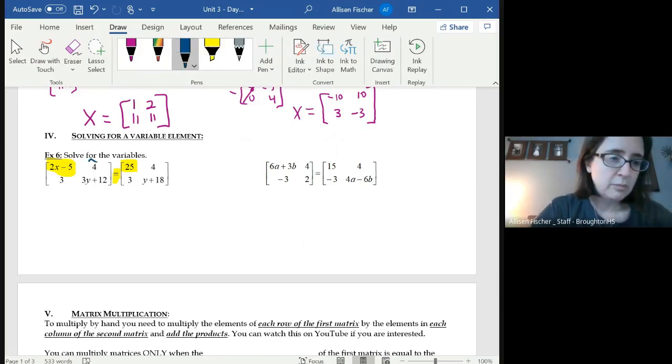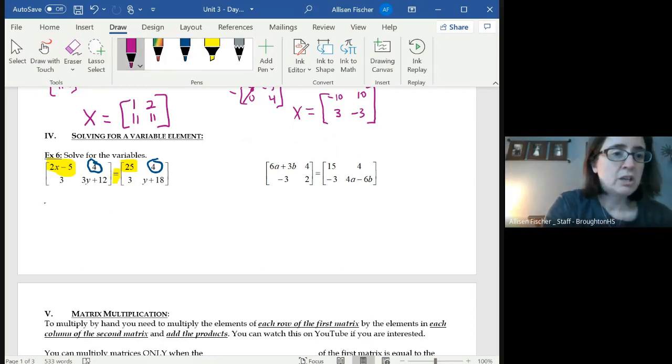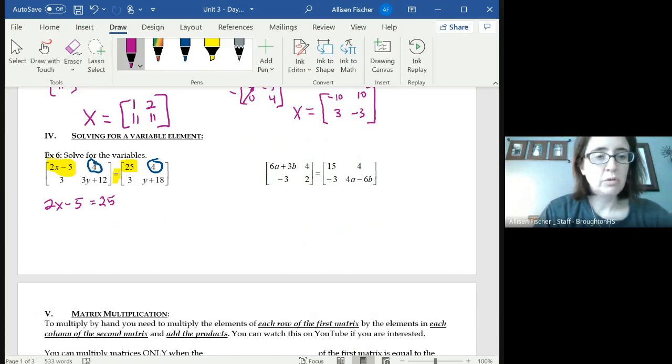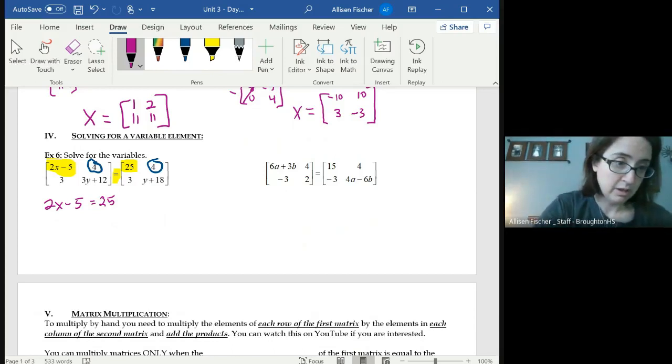Note, in the top right, you have a 4. In the top right, you have a 4. So every element in the matrix is equal to the corresponding element in the other matrix. So what I highlighted, 2x minus 5, has to equal 25. So what you end up with is just a pretty straightforward equation. From there, you just solve that and you get the variable that's part of the element.